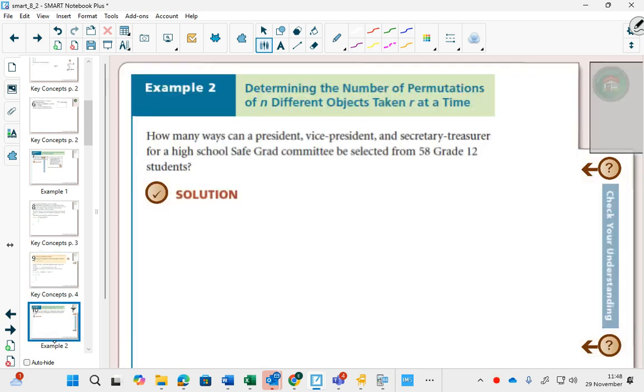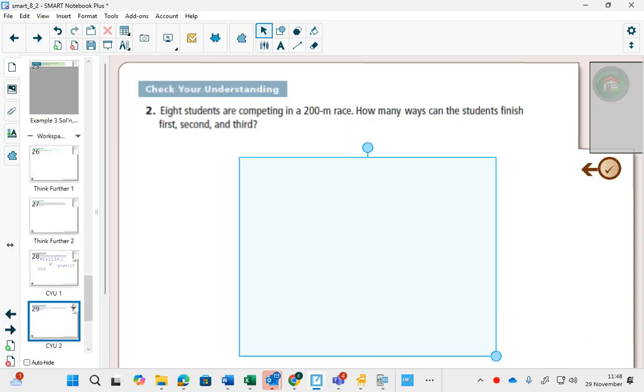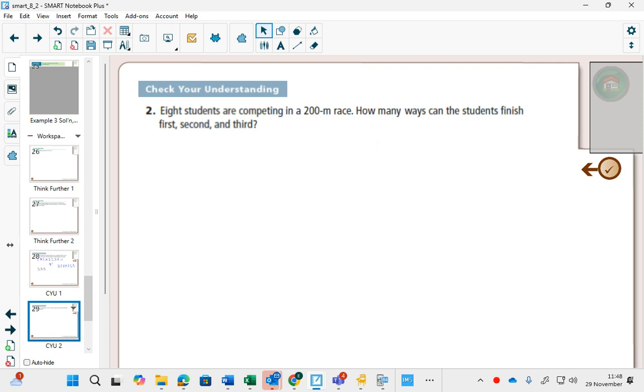So here's example 2. And the reason we're not going to use this formula very much is because instead of doing the formula, we can use our decisions and our choices just as easily. So 8 students are competing in a 200-meter race. How many ways can they finish first, second, and third?